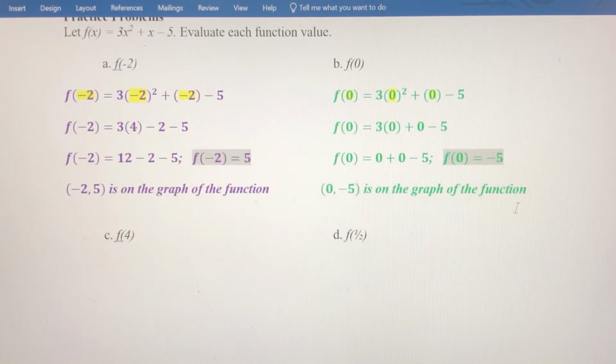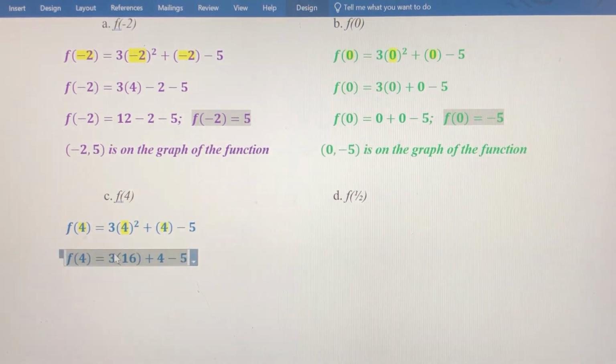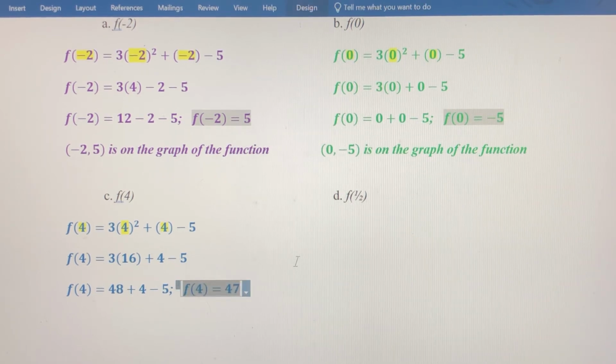All right, let's evaluate f of 4. Again, we've got our given function. We're going to replace x with 4 at each spot. Order of operations, f of 4 equals 3 times 16 plus 4 minus 5, which is going to be 48, plus 4 minus 5, which gives me 47. So the function with a value of 4 for x is going to equal 47. That means (4, 47) is going to be on the graph of the function.